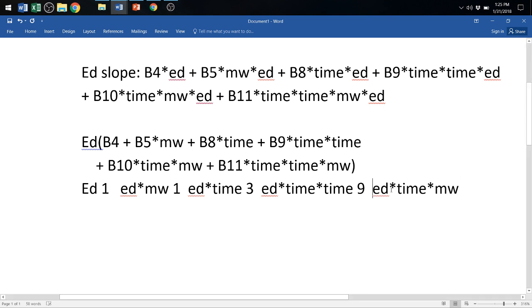That one, I've already given ed the 1, which is right here. I've already given time a 3, and I've already given MW a 1. So 1 times 3 times 1 is 3. Ed times, I did that one last one, ed times time times time times MW. 1 times 9 times 1 is 9.